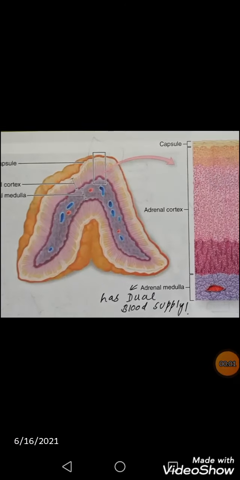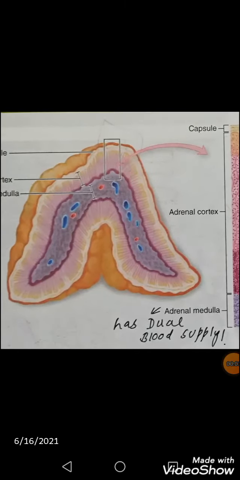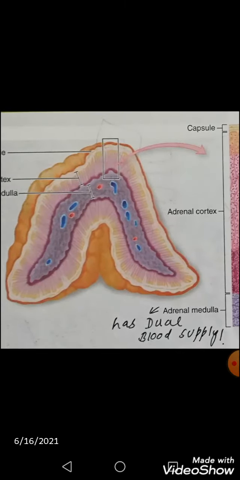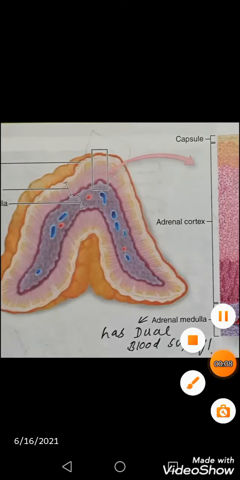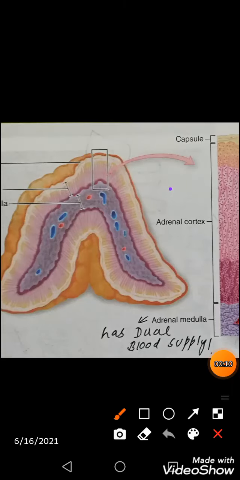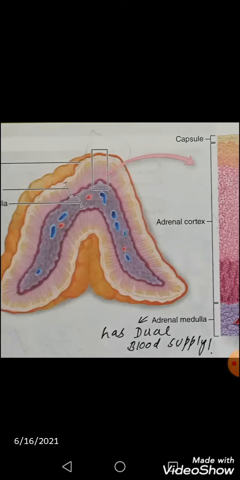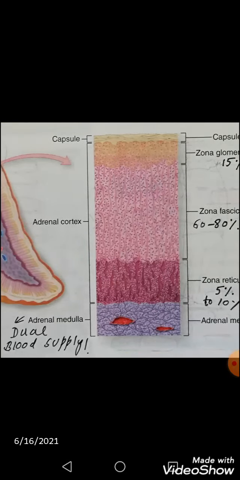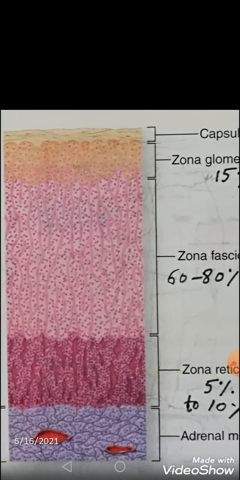Now concentrate on the cut section. You can see on its outer side the capsule, and next to it the adrenal cortex, and then you can find the adrenal medulla here, right? Now we will see a larger view, right? This one. Here lies the capsule first.